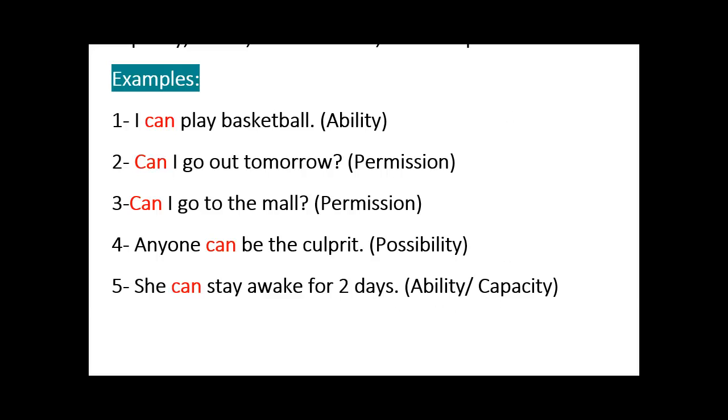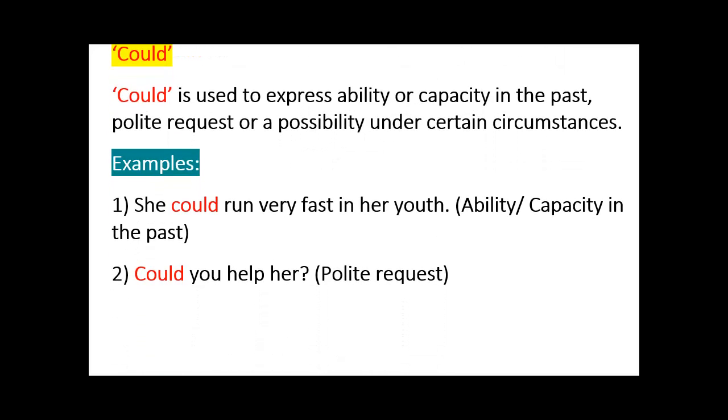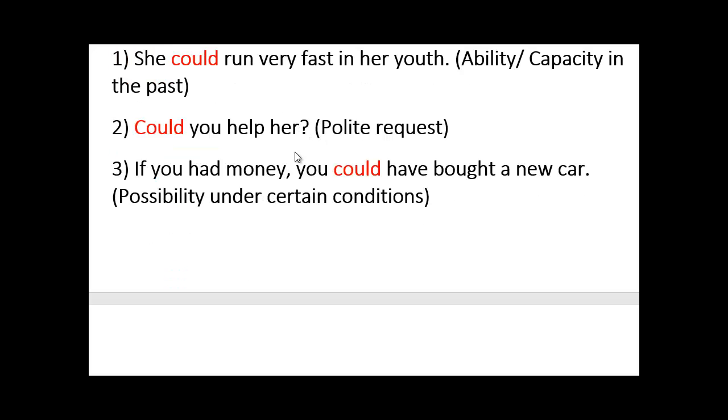That's ability or capacity. Now we move on from can to could, which is the past. Could is used to express ability or capacity in the past, or polite request, or possibility under certain circumstances. Examples will show it all. She could run very fast in her youth. That's ability or capacity in the past. Could you help her? That's a polite request. If you had money, you could have bought a new car. That's possibility under certain conditions. That's how we can use could.